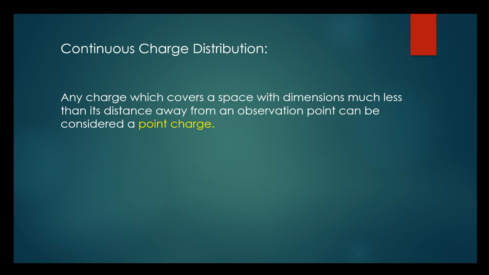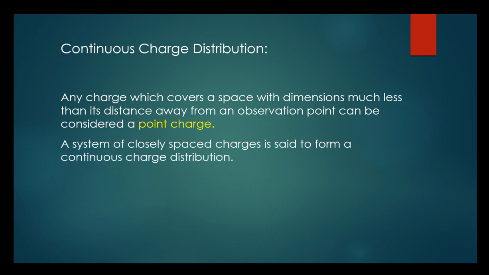If we are taking an observation point and that observation point is far away from a given charge, then if we compare the distance of the observation point with the size of the charge, and the size of charge comes out to be very small in comparison with the distance of the observation point, then we can consider the charge as point charge. But a system of closely spaced charges is said to form a continuous charge distribution.